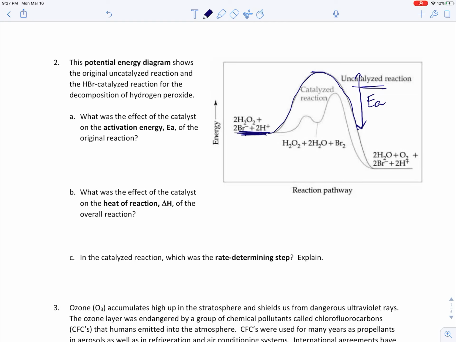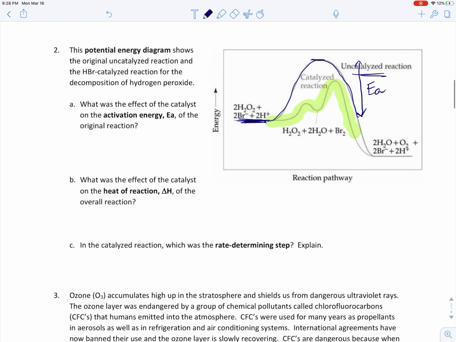When you added the catalyst, then the reaction's mechanism changed. Instead of being a single-step process, it ended up following this two-step process. And in that two-step process, you can see the activation energy for both steps was smaller than the activation energy in the original uncatalyzed reaction. So part A says, what was the effect of the catalyst on the EA of the original reaction? Well, you can see in the diagram that the activation energy was lowered by the addition of a catalyst.